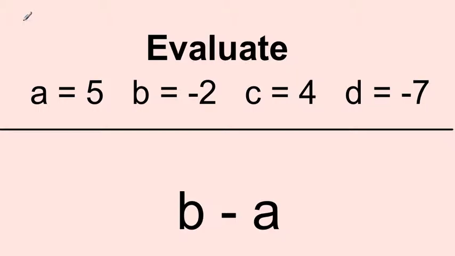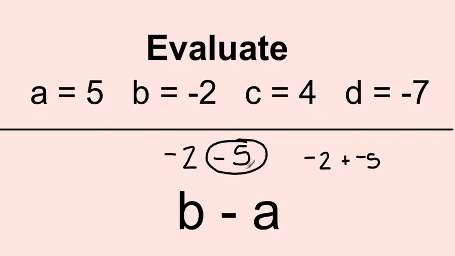Try this. All right, welcome back. So now we have a negative 2 minus, I'm going to replace the a with a 5. Again, this is just the same as negative 2 plus negative 5. The additive inverse allows me to change this into its inverse. It's negative 5. Add them together to get negative 7.